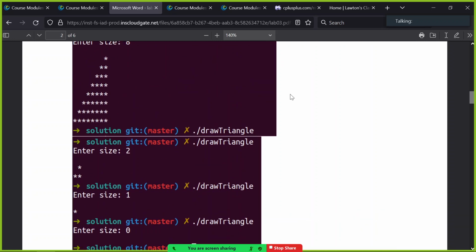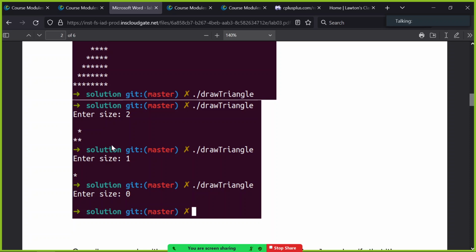You got to do the other way. And then you got to handle some small ones, like size 2 should work.